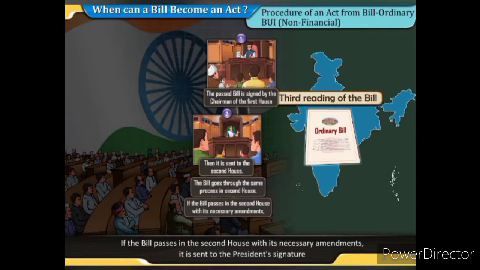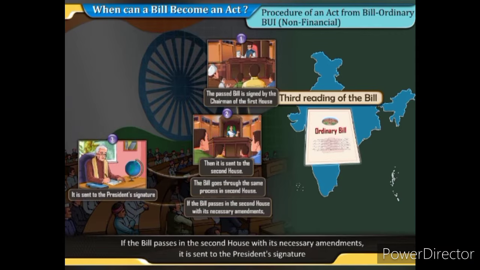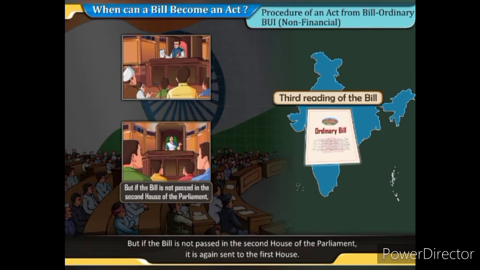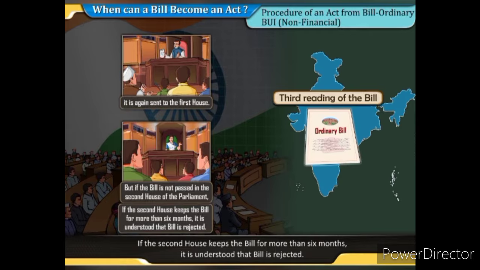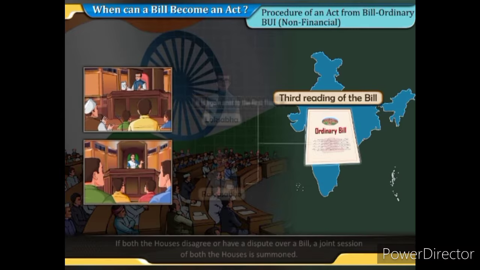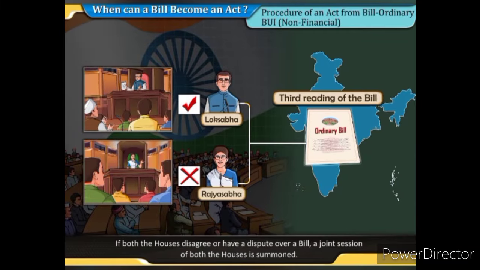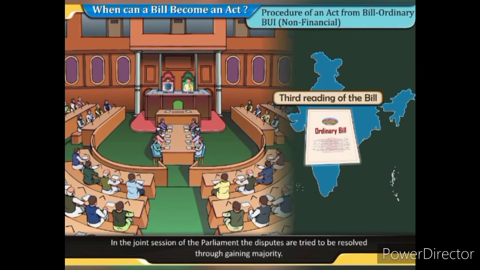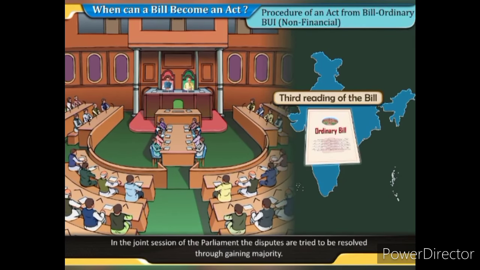If the bill passes in the Second House with its necessary amendments, it is sent to the President for signature, and after receiving the President's assent, the bill becomes an act. But if the bill is not passed in the Second House of the Parliament, it is again sent to the First House. If the Second House keeps the bill for more than 6 months, it is understood that the bill is rejected. If both the houses disagree or have a dispute over a bill, a joint session of both the houses is summoned. In the joint session of the Parliament, the disputes are tried to be resolved through gaining majority.